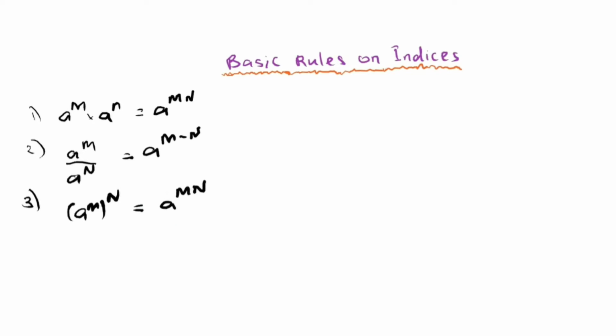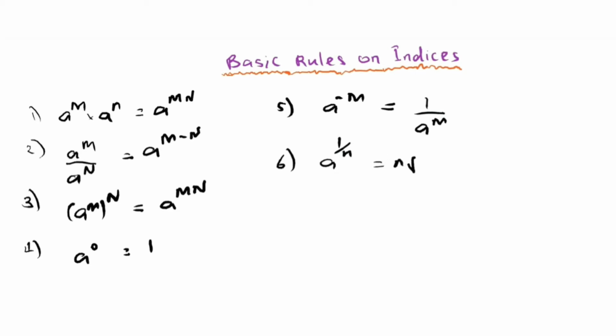And the fourth one, now this is important, this is very basic: a to the power 0 is 1. Whenever you see a to the power 0, write it as 1. Then the fifth one, a to the power minus m, you can write it as 1 over a to the power m. And the sixth one, a to the power 1 over n, you can write it as the nth root of a.